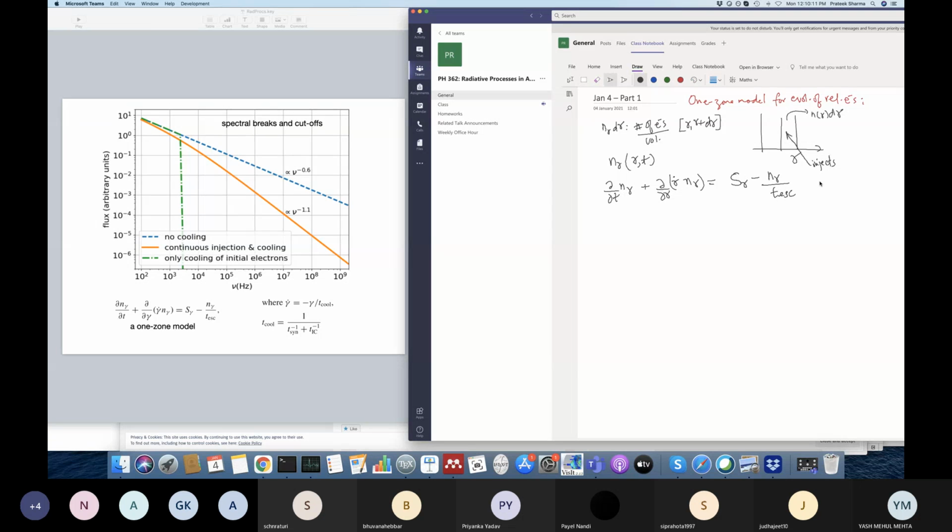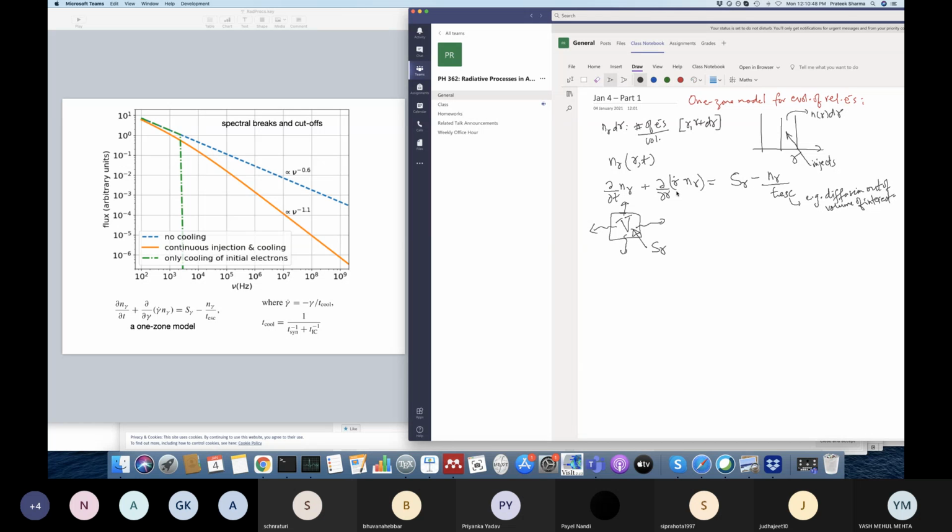diffusion out of the volume of interest. So this one zone model is basically modeling some volume, and the cosmic rays or electrons are sort of leaking out of this system, and the time scale for that is this t_escape. The cosmic rays are also being injected, and this is the source term as a function of γ.